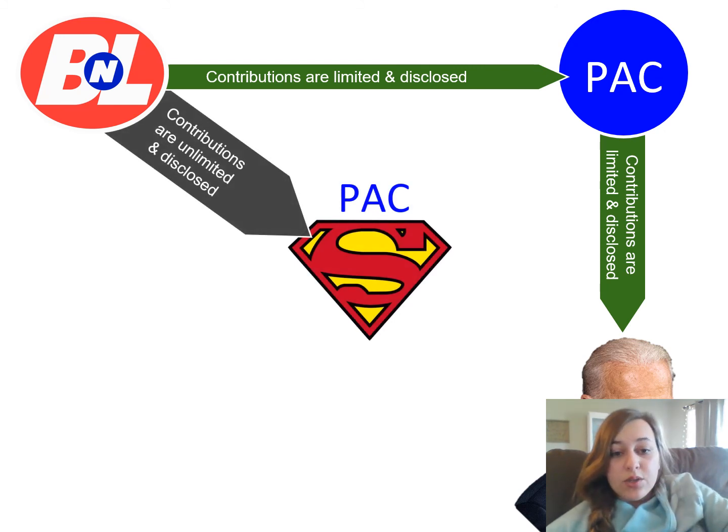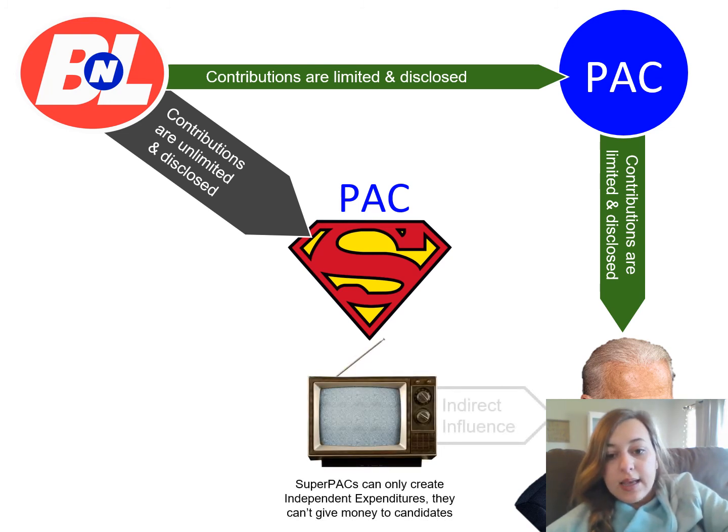If we give money to a super PAC, our contributions are unlimited. We could give $5 million and they're disclosed. We can see that money was given to this PAC. This super PAC, however, cannot give money to Joe Biden. Instead, they can only spend their own money on creating their own independent expenditures, which are going to have an indirect influence on the election. They're still making ads. They're still going to have an influence on the election.